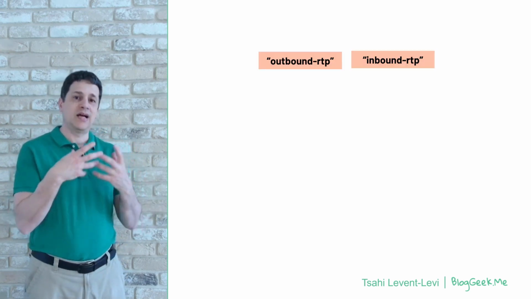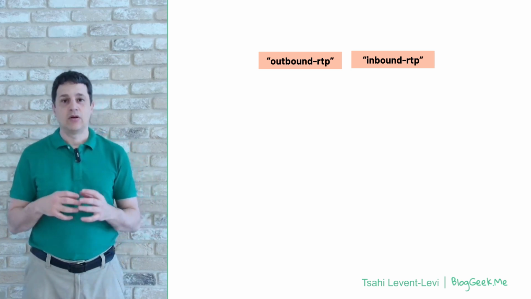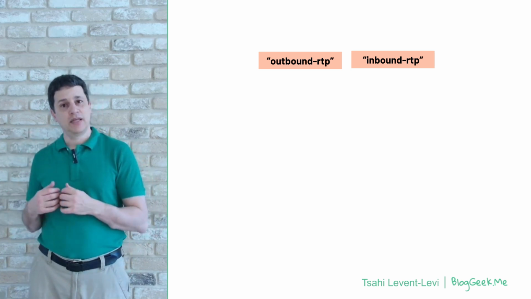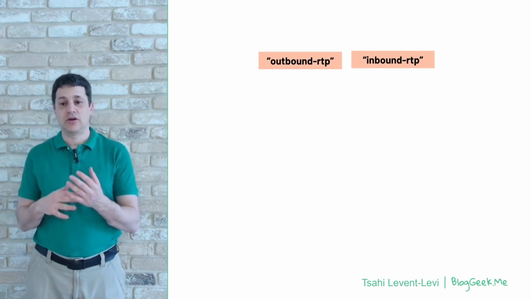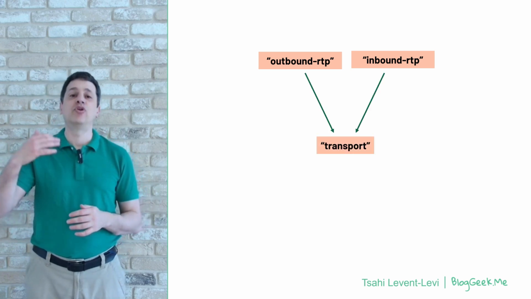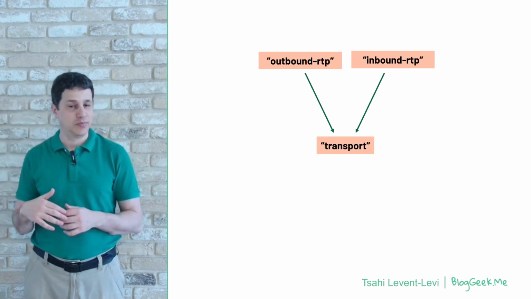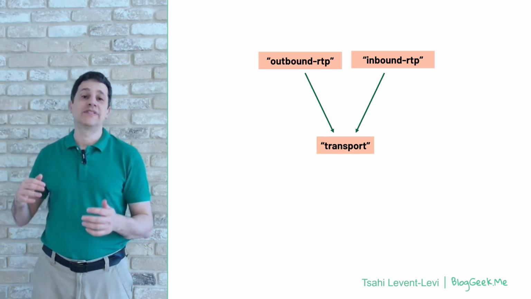We've got two objects to look at. This is the inbound RTP and the outbound RTP. On these objects, we can find things that would allow us to understand how much we're sending and receiving. There's also the transport object. A single transport object might have multiple inbound RTP and outbound RTP objects associated to it. And then there is a candidate pair.